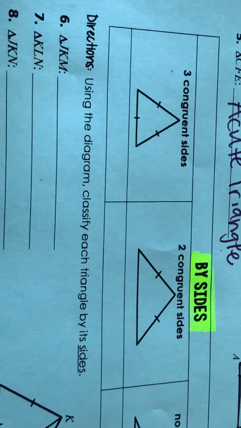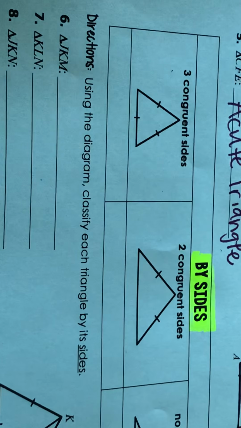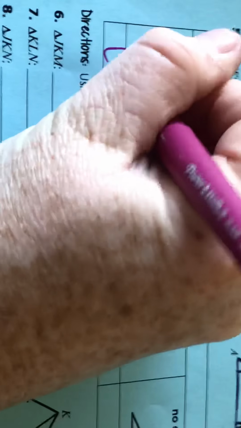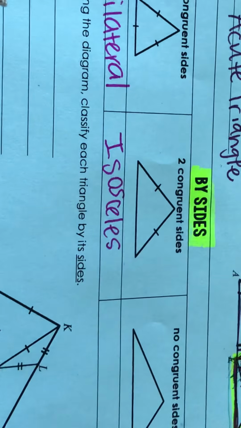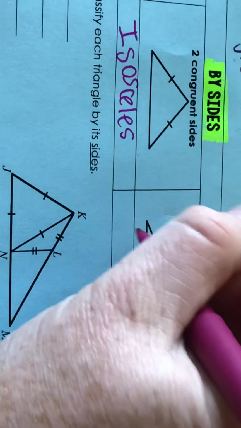All right, now classifying by sides. We have 3 congruent sides. If that happens, well, hopefully you remember that. That's called an equilateral triangle. Equilateral sides, equal sides, okay? If you have 2 congruent sides, that's called isosceles. Just 2 sides that are the same length. And if you have no congruent sides, that's scalene. No sides are the same length.